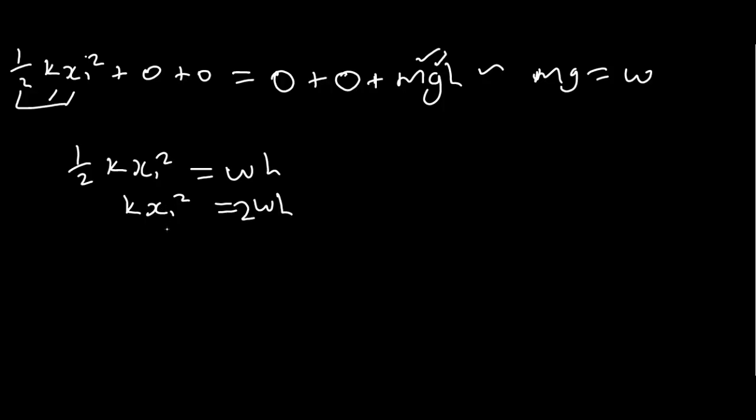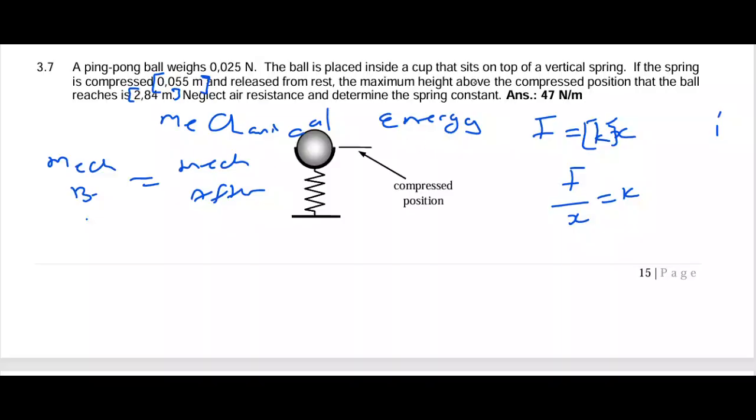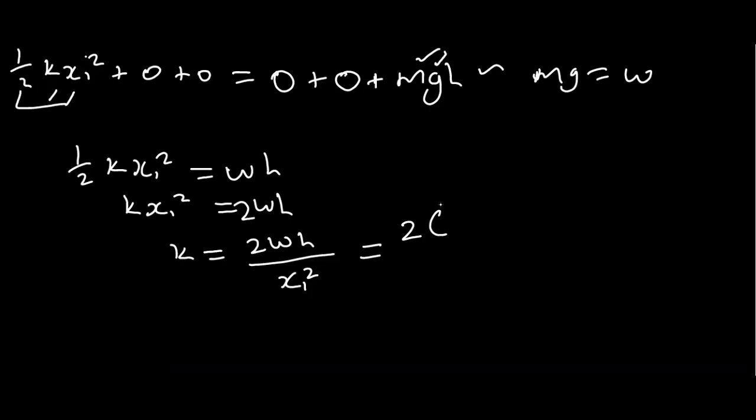So we need x there, so we're going to say k equals 2 times weight times the height, divided by x1 squared, right? So now we need k, so now we're going to substitute. What about the weight? The weight will go back to what we have been told, 0.025, and then times the height.